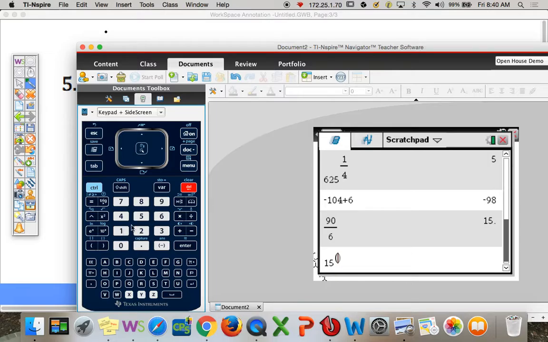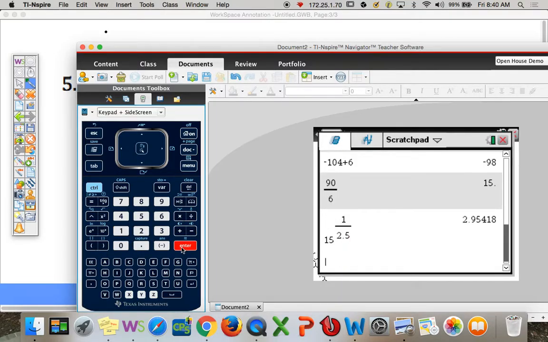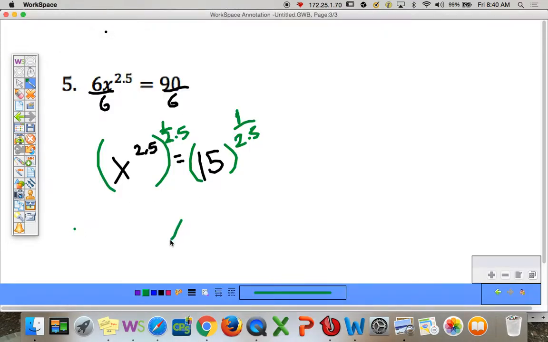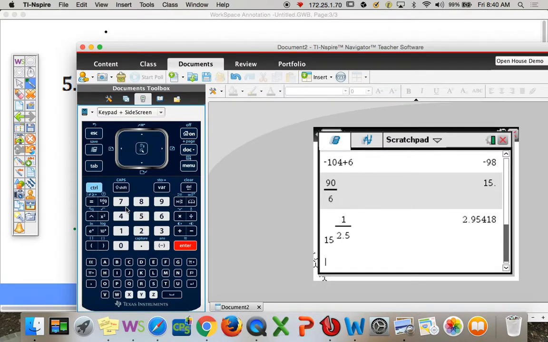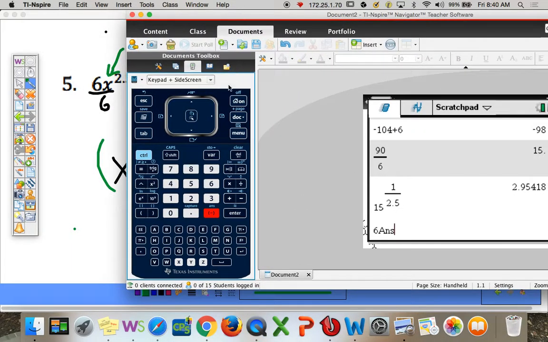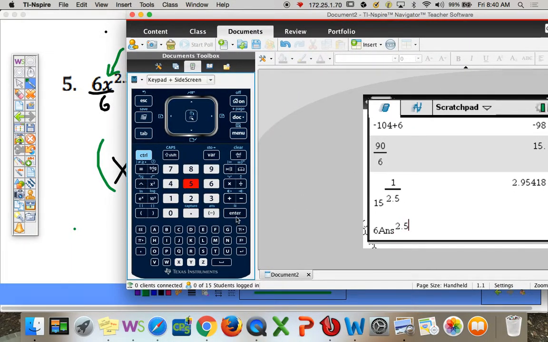Whoops. And we get about 2.95. So x is about 2.95. We can check our answer by plugging it in for x right here and making sure we get 90. So let's try that. Let's do 6 times x, which is our answer, to the power of 2.5. And we get 90.